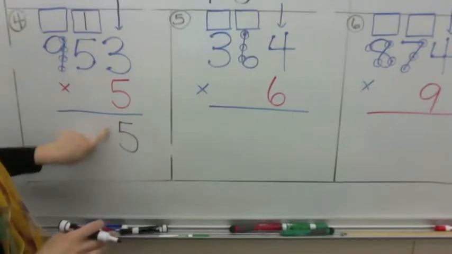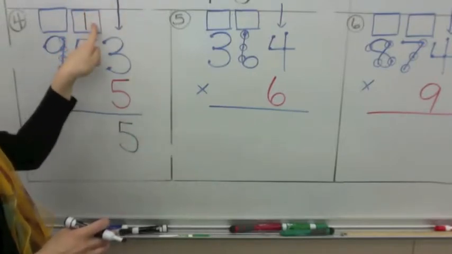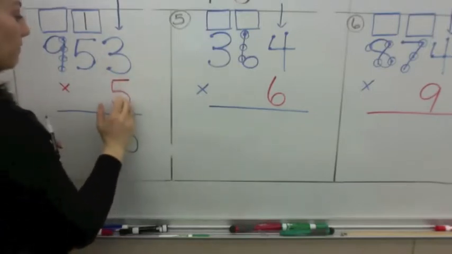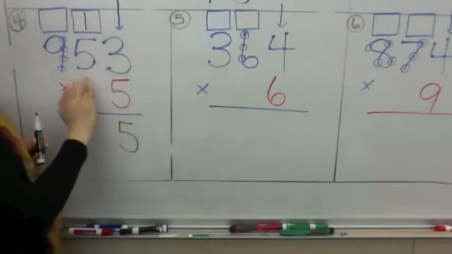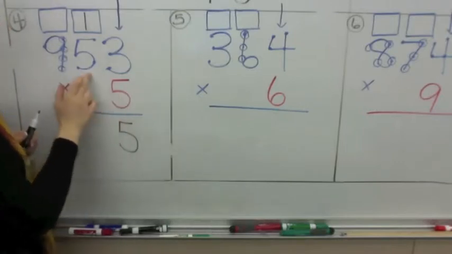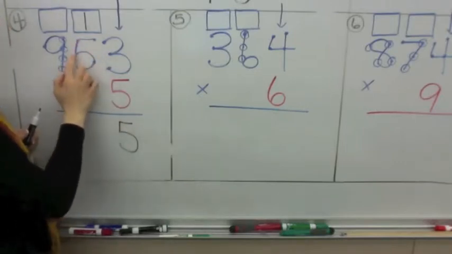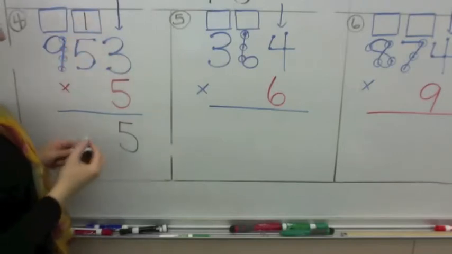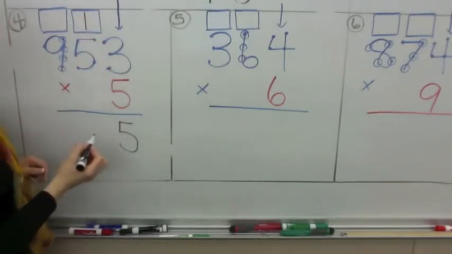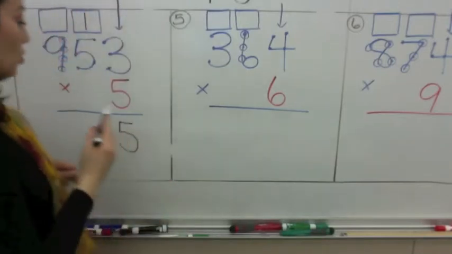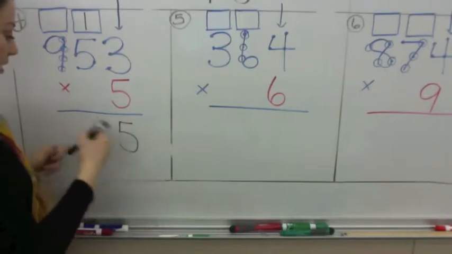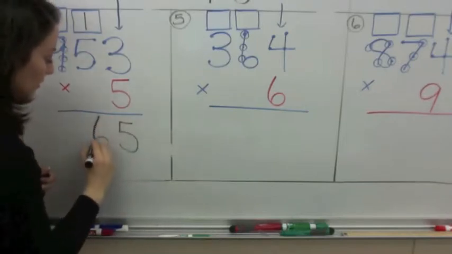Don't put the 1 down here, because you had to carry it over to the tens place. All right, then we're going to multiply 5 by the number in the tens place, which is 5, right? So 5 times 5: 5, 10, 15, 20, 25, plus 1 more. What's 25 plus 1? It's 26. So you're going to put a 6 in the tens place.